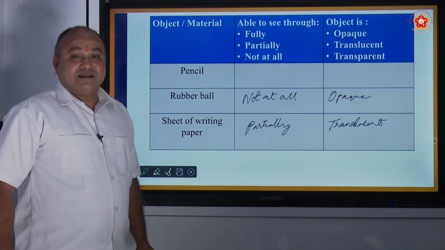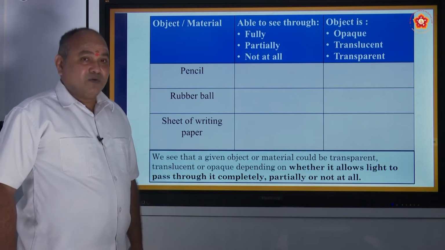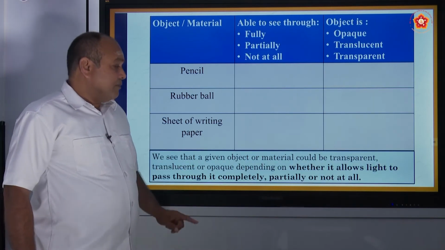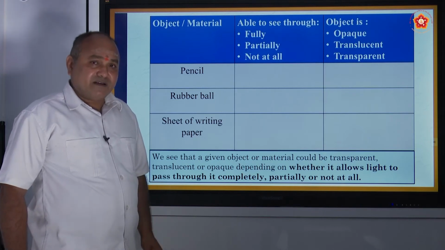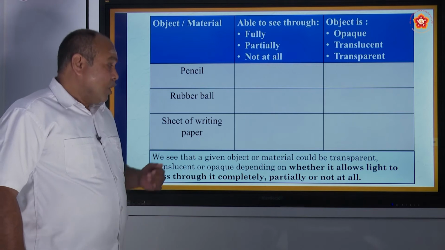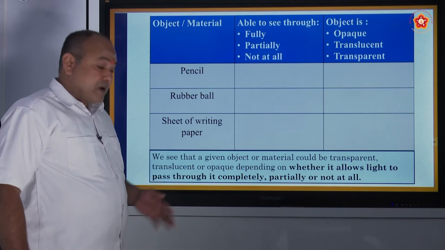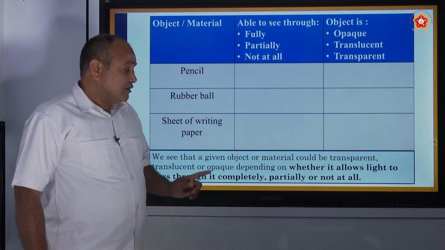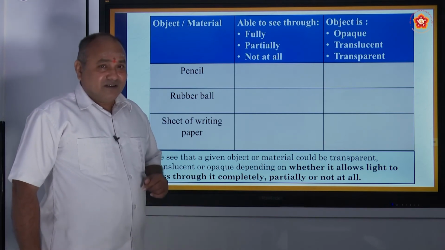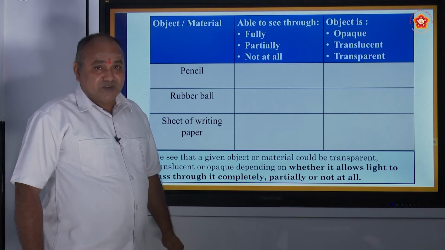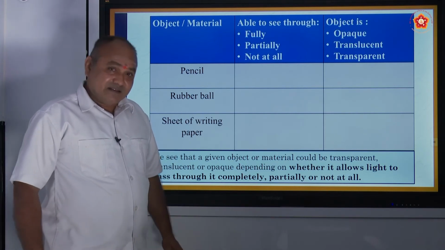Translucent. Okay, so the conclusion is we see that a given object or material could be transparent, translucent or opaque depending on whether it allows light to pass through it completely, partially or not at all. So children, you know how to fill up the table. We have already done it. Okay, let's move on.